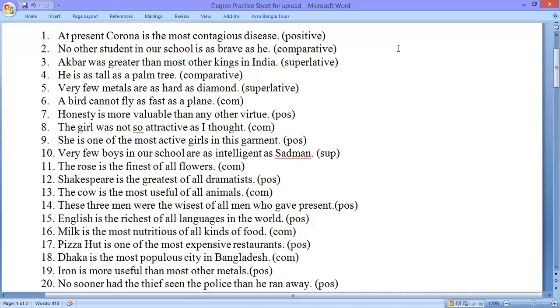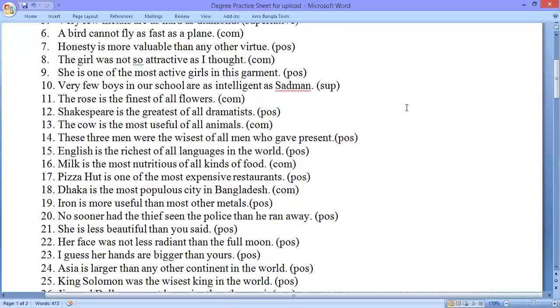This is number 14. The question is, these three men were the wisest of all men who gave present. If you want to make this positive, we can write like this: no other man who gave present was as wise as these three men. Or no other man who gave present was so wise as these three men.